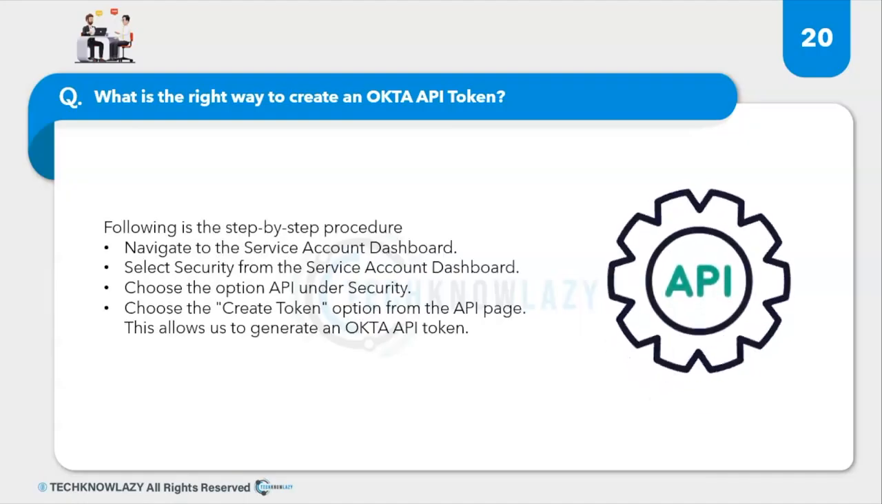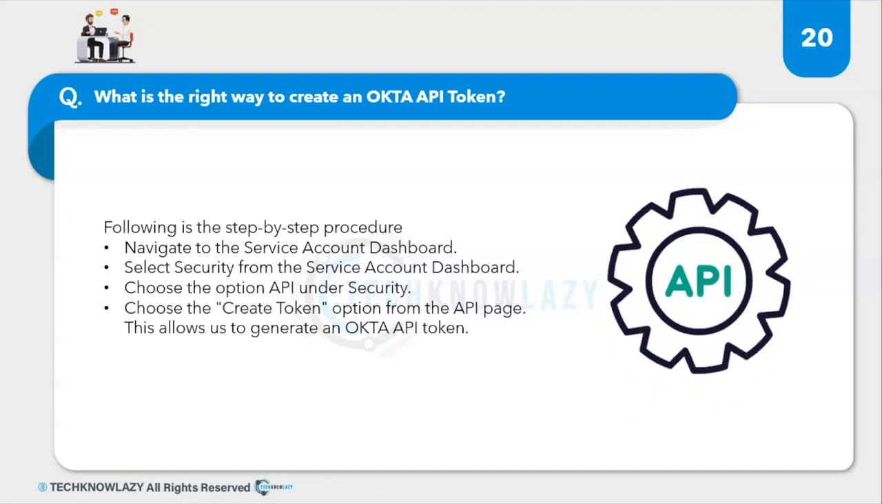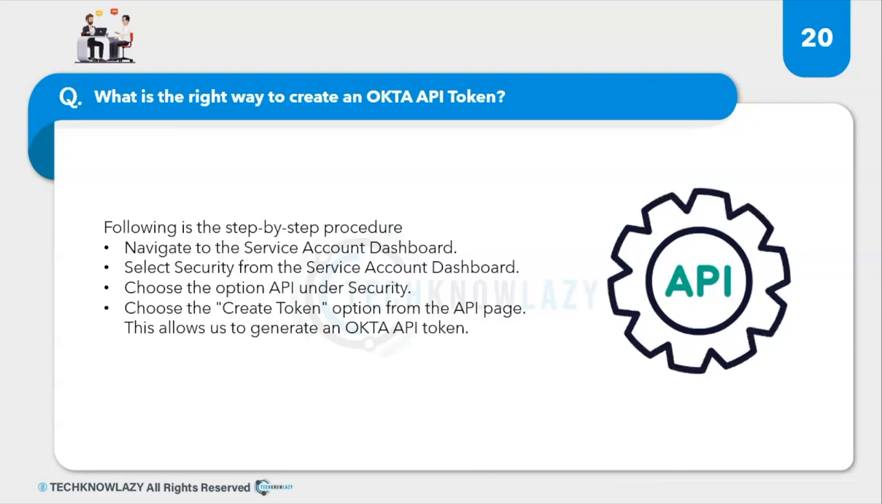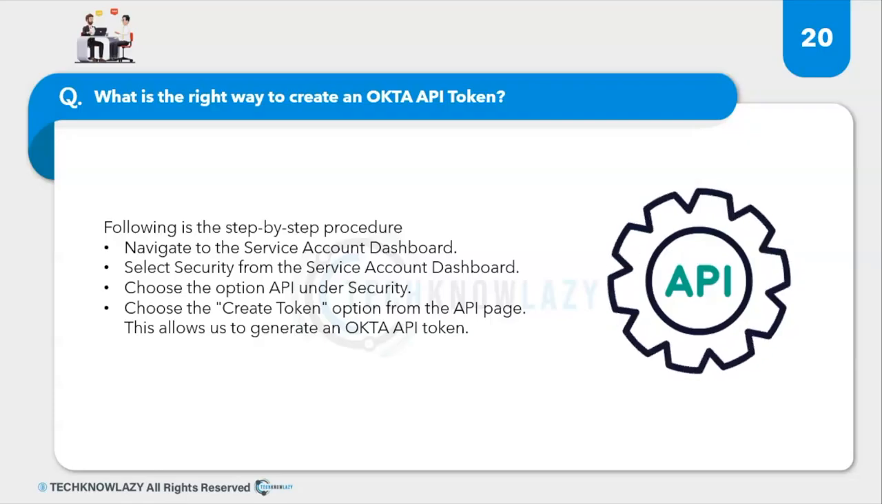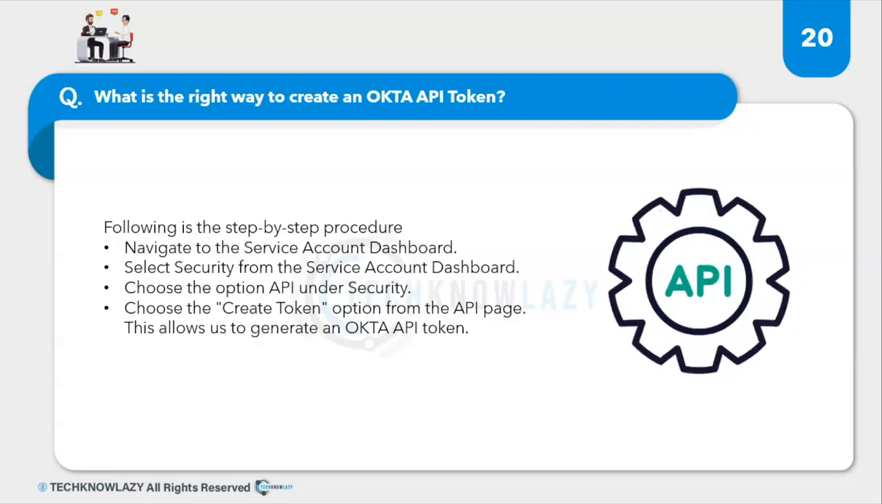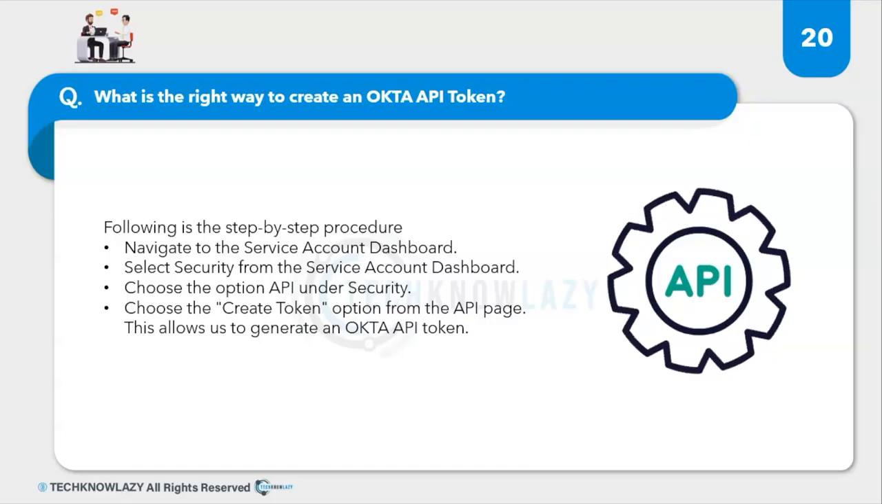So, the answer is, following is the step-by-step procedure. First, navigate to the service account dashboard. Select security from the service account dashboard. Choose the option API under security. Choose the create token option from the API page, and this allows us to generate an Okta API token. This is the step-by-step way. This is the right way to create an Okta API token.